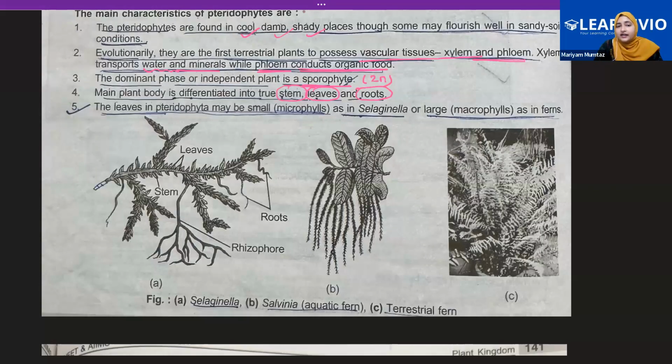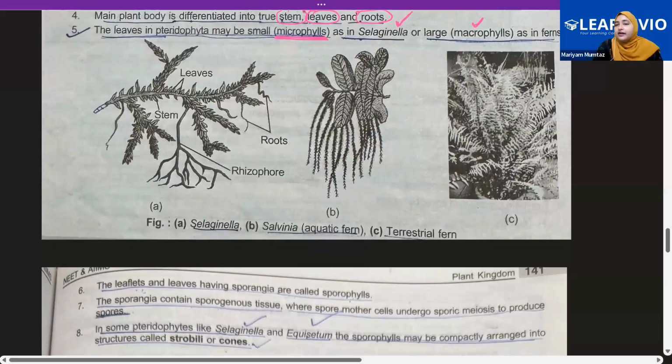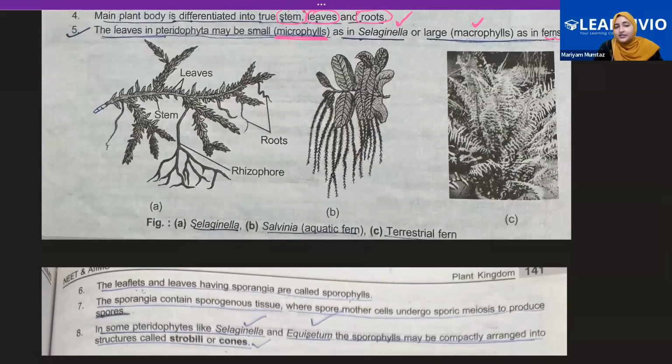Now the leaves in Pteridophyta may be small, that is microphylls. Tiny leaves are microphylls. This is there in a pteridophyte called Selaginella. Or the leaves could be large, such as macrophylls, and they are found in ferns. So right here are the pictures. The first one is Selaginella. The second one is Salvinia, which is an aquatic fern. And the third one is the terrestrial fern, the normal fern.